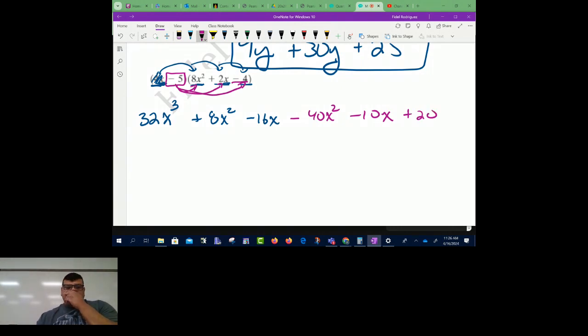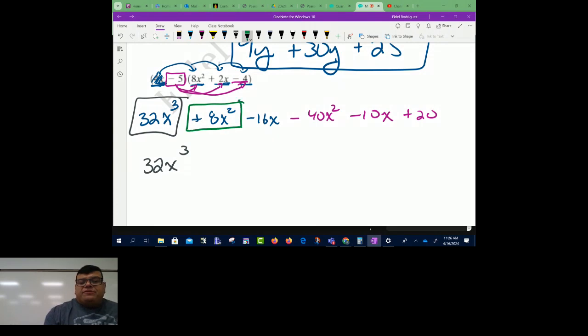Okay. Y'all, let's see which terms we have that we can combine. So look, 32x to the third. There's no other x to the thirds, just this guy. But x squareds, I got a positive 8 and I got a minus 40. So if I had $8, but I owed you 40, I would still owe you 32.